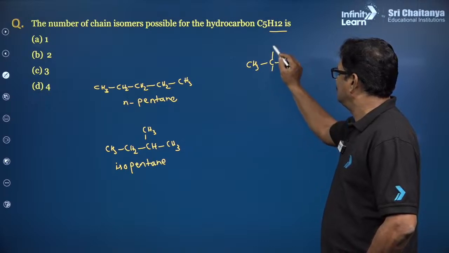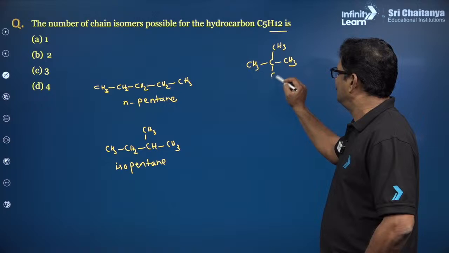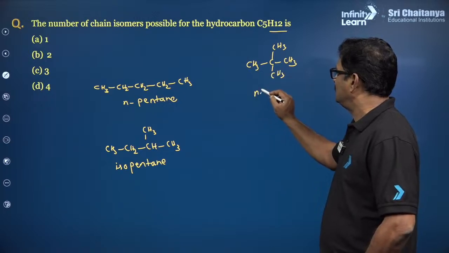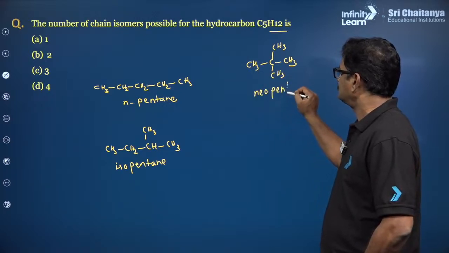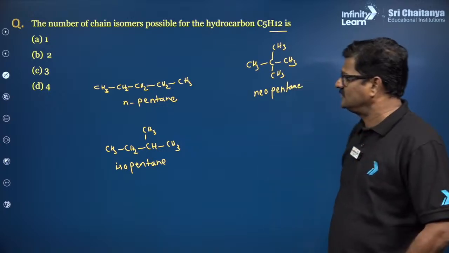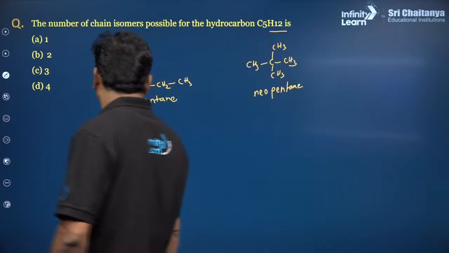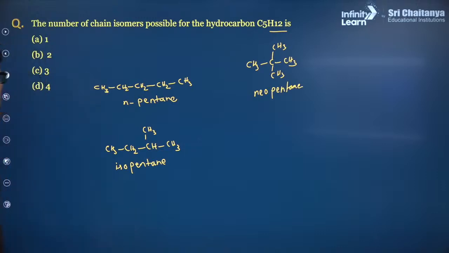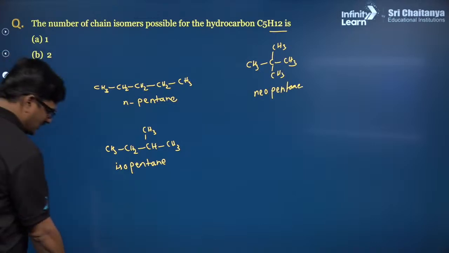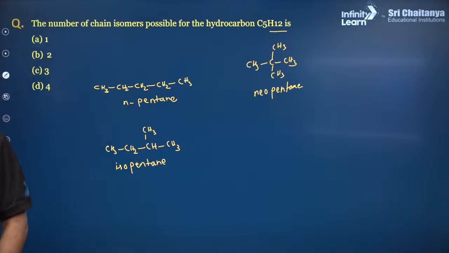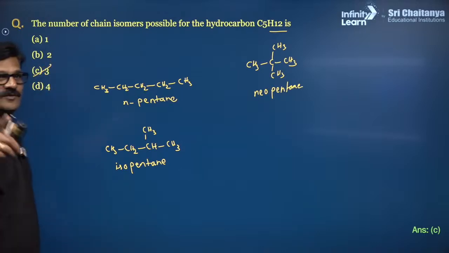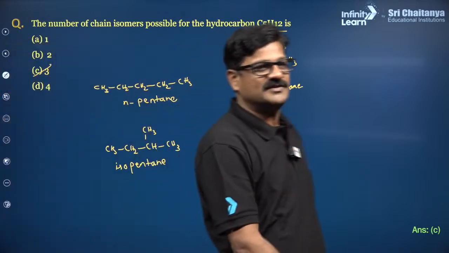CH3 and CH3 and CH3. This is neopentane. Can there be anything else? The fourth one, what structure can you write, tell me? The fourth one. Very good, nice, God bless you. How do you say I got only 3? I got only 3. Now you have given the fourth one. What could be the fourth structure? You tell me.